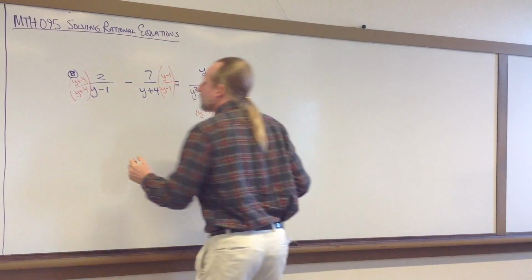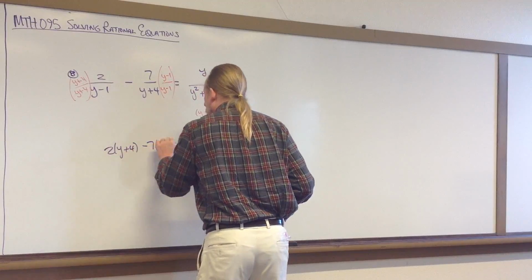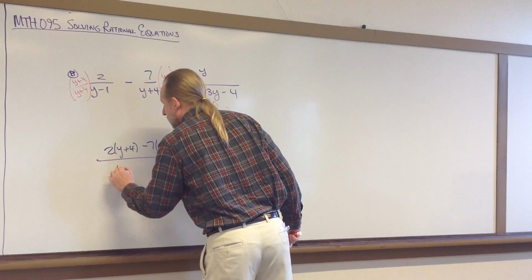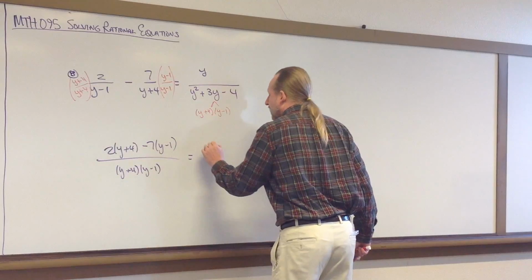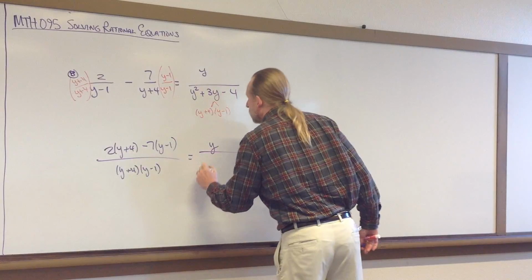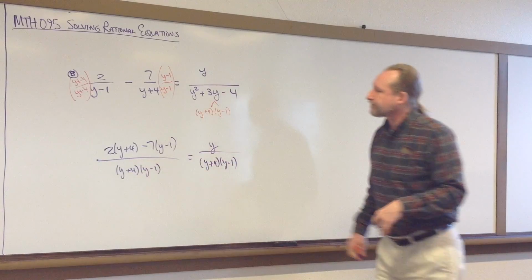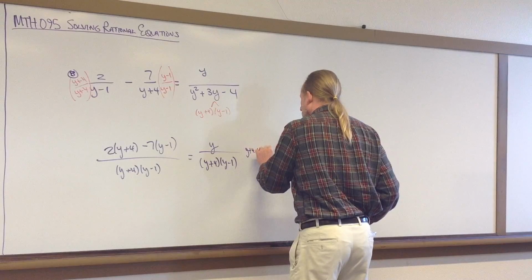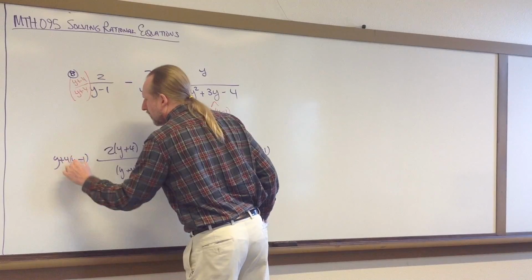So what do we get out of this? So we get 2 times y plus 4 minus 7 times y minus 1, and then we've got our denominator here, y plus 4 times y minus 1. On the other side, this was already our common denominator, so we didn't change anything. It's still y over y plus 4 times y minus 1. And then we cancel out the denominators. Multiply on both sides by y plus 4 times y minus 1.